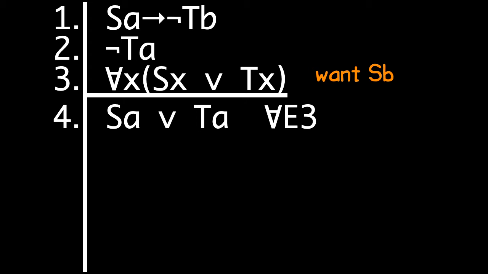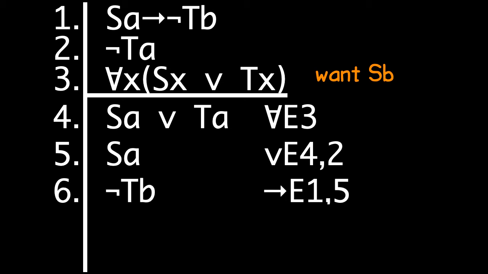Does that open up any new possibilities for us? Well, what would it take to eliminate the disjunction on line 4? Disjunction elimination says you have to have a disjunction, an or sentence, and you have to have the negation of one of the disjuncts. And we have that. On line 4, we have the disjunction, and on line 2, we have not Ta. So that lets us write down Sa. The rule that justifies that is or elimination, 4, 2. So now we do have the left-hand side of that conditional from line 1. So that lets us write down not Tb by arrow elimination, line 1 where we have the conditional, and line 5 where we have the left-hand side, the antecedent.